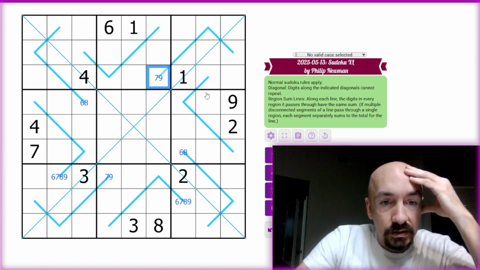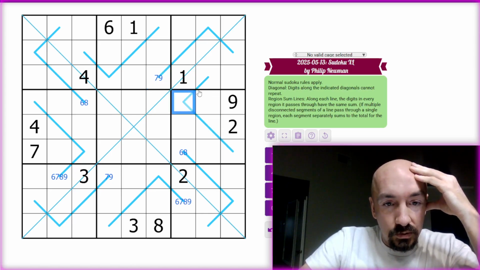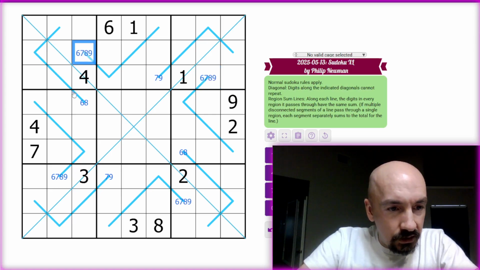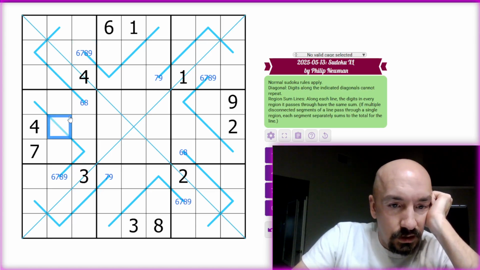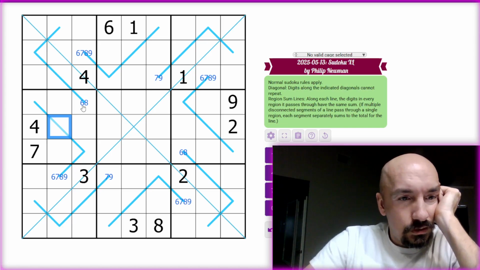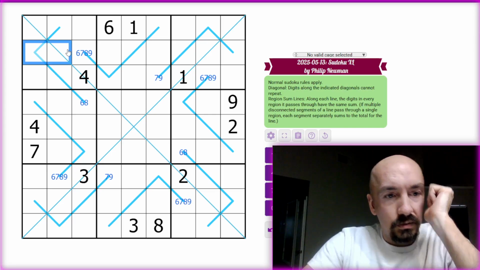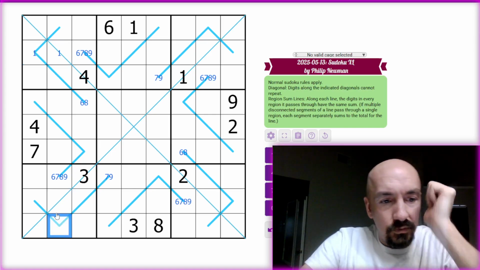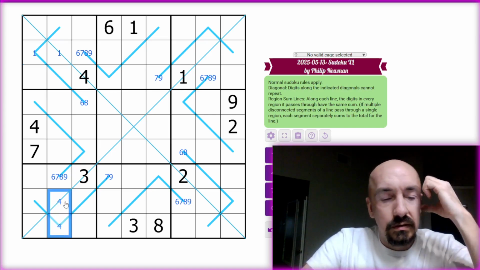Okay. Can I figure out any more? Yeah. 1, 2, 3. So this is 6, 7, 8, 9. Okay. Those are all marked. So then we need a 1 in this box, so it has to be on one of those two. 4 has to be down here.